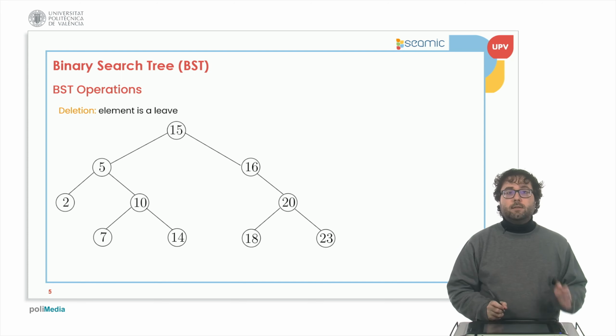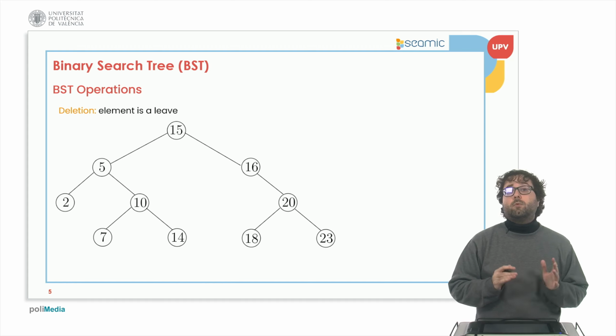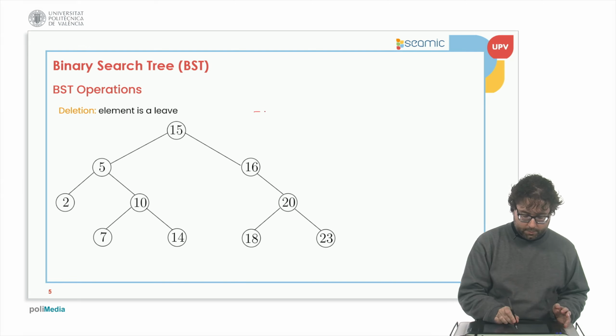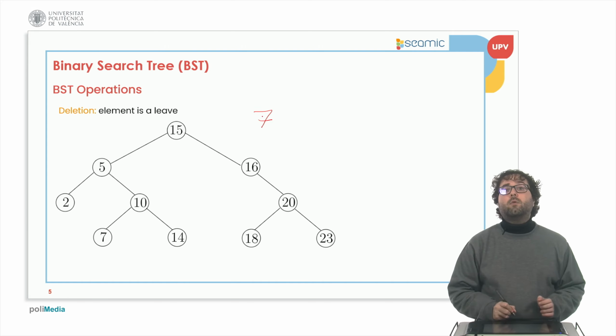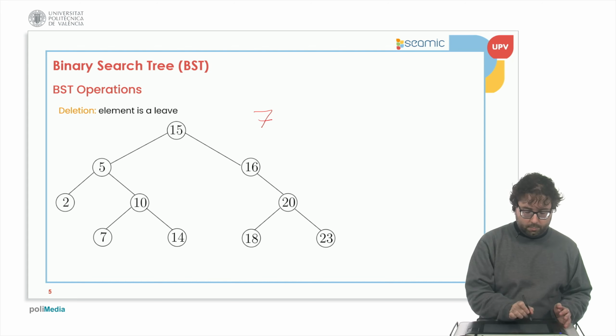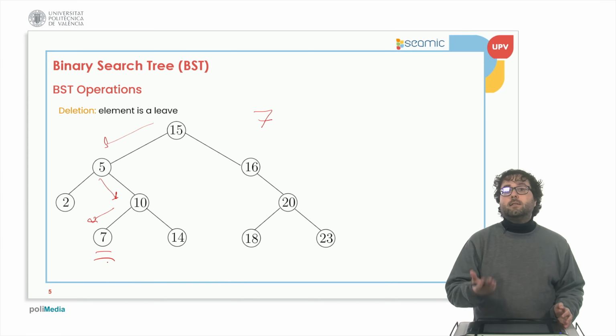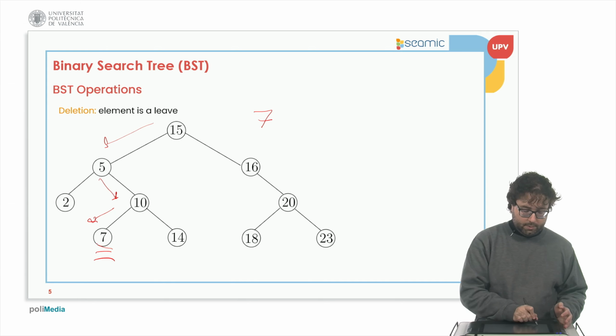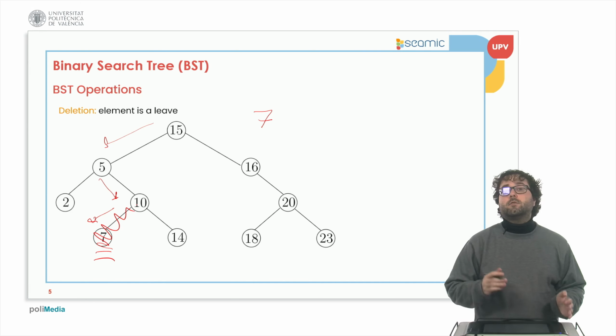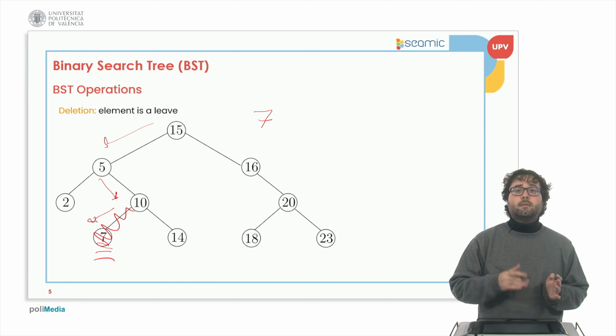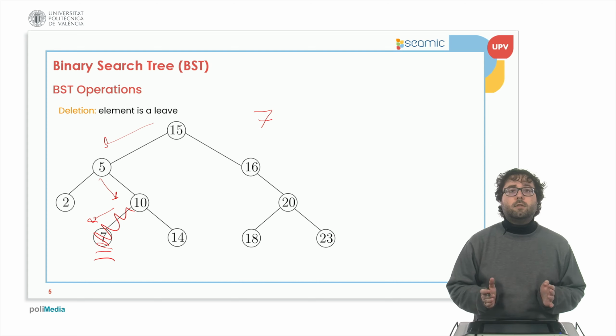The second case is if the element we are looking for is a leaf, let's say we are looking for the value 7. Then we just need to do the search, and once we find it, since it's a leaf, deleting it is as easy as deleting the node, since it does not affect the properties of the whole tree.